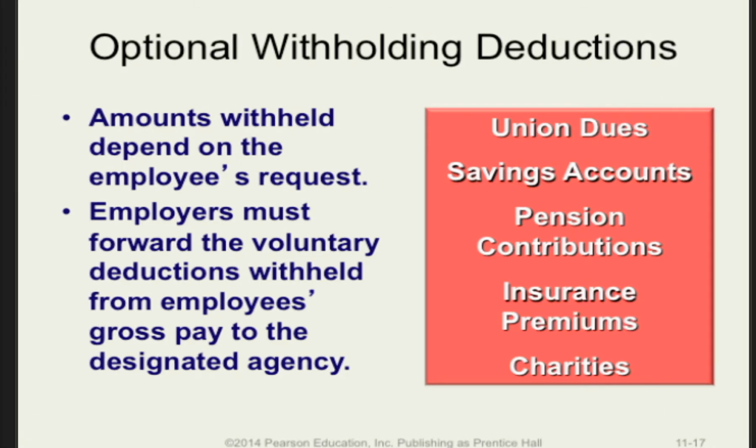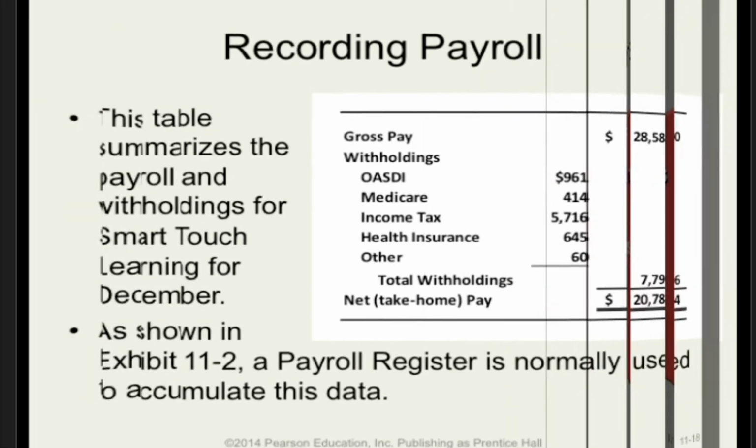In addition to the required withholdings, employees may elect to have additional amounts withheld for various reasons. Optional withholdings include union dues, savings accounts, Christmas club accounts, pension contributions, health insurance premiums, life insurance premiums, or charities. Regardless of whether the withholding is mandated by government or an optional employee-requested withholding, the employer has an obligation to forward the payment to the appropriate designated party.